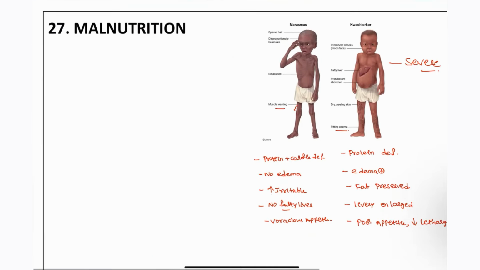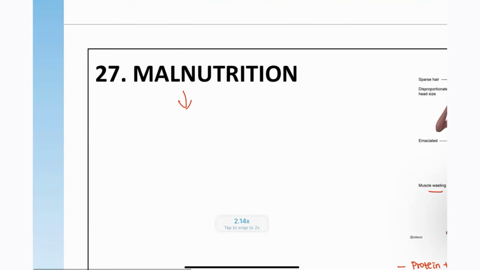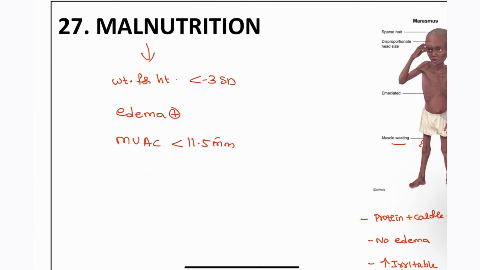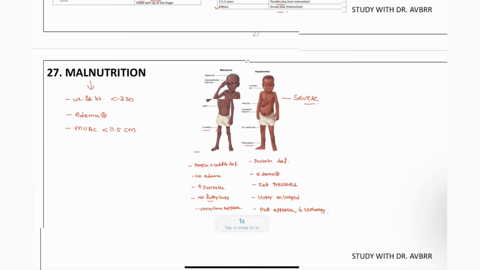And for this, we have the WHO criteria. What does the WHO criteria tell for the malnutrition patient? Especially the weight for height should be less than -3 standard deviation, and the patient will have edema. Edema should also be present, and mid upper arm circumference should be less than 11.5 centimeters. If any one of the following is seen, then the patient is considered to have severe acute malnutrition.